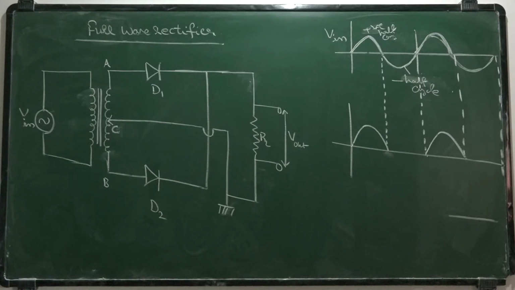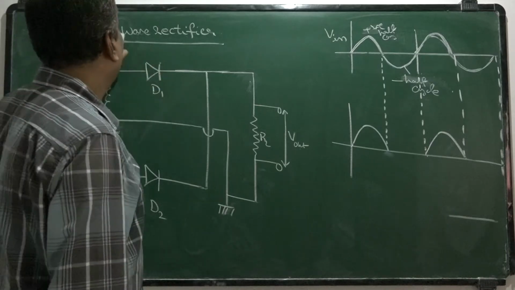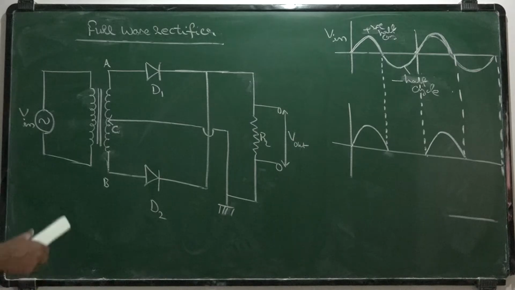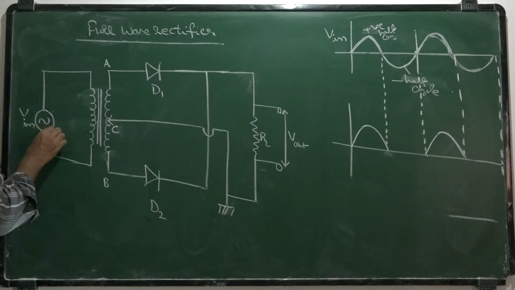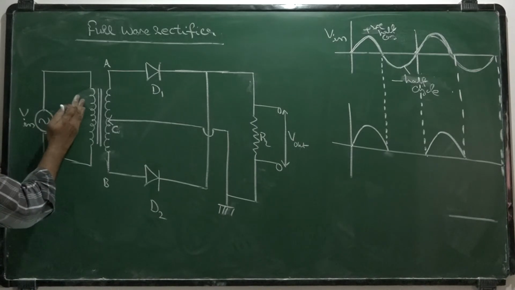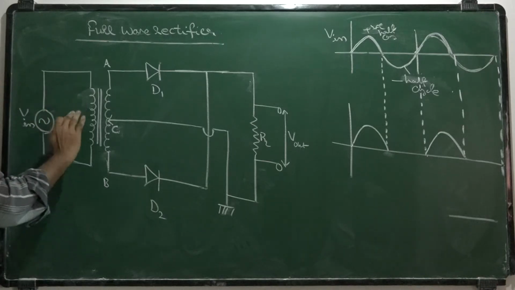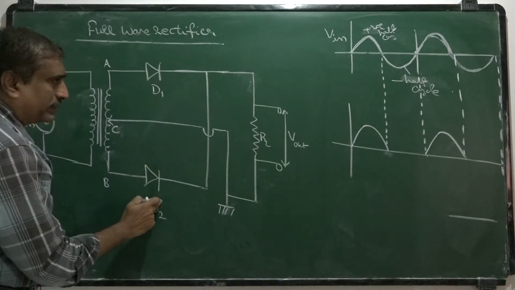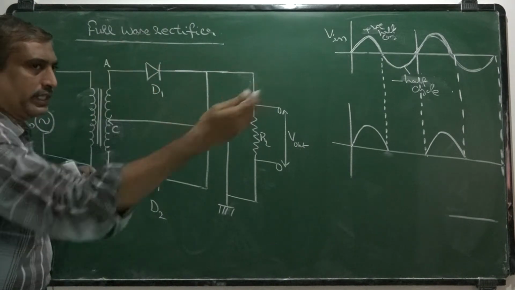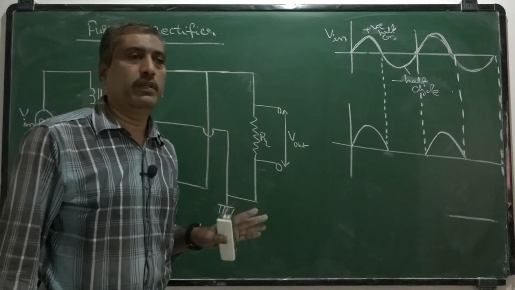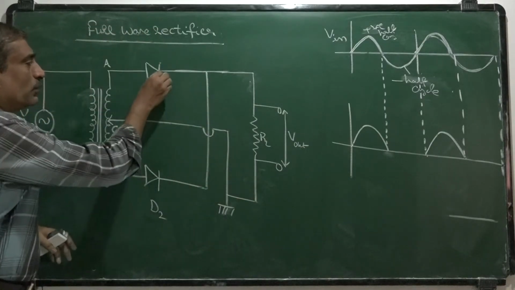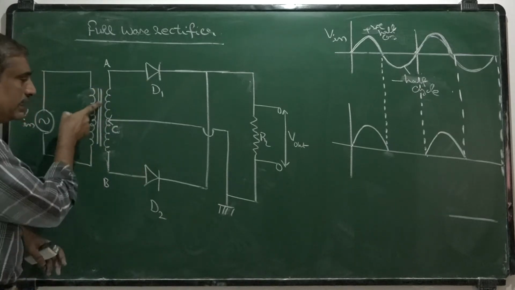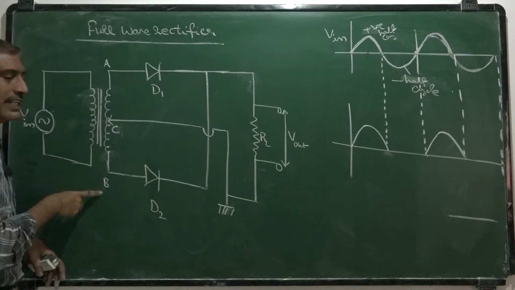Okay. This is the full wave rectifier circuit. In this also, the input AC is connected to the primary of a transformer, and in the secondary two diodes are connected. In a half wave rectifier we use only one diode, but in a full wave rectifier we use two diodes, D1 and D2, which are connected like this to the secondary of the transformer.